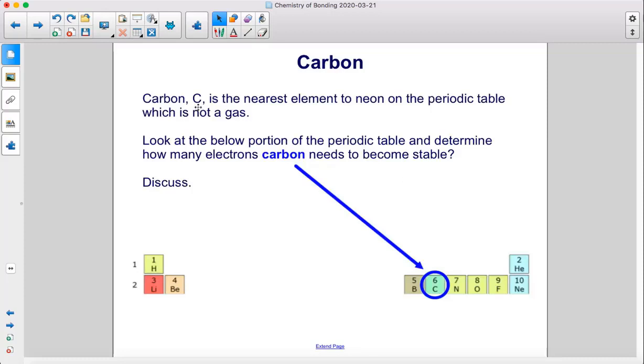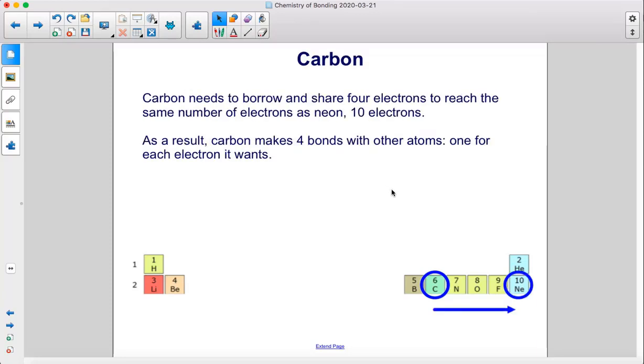Carbon, or C, is the nearest element to neon on the periodic table, which is not a gas. Look at the below portion of the periodic table and determine how many electrons carbon needs to become stable. Discuss. Carbon needs to borrow and share 4 electrons to reach the same number of electrons as neon, which has 10 electrons. As a result, carbon makes 4 bonds with other atoms, 1 for each electron it wants.